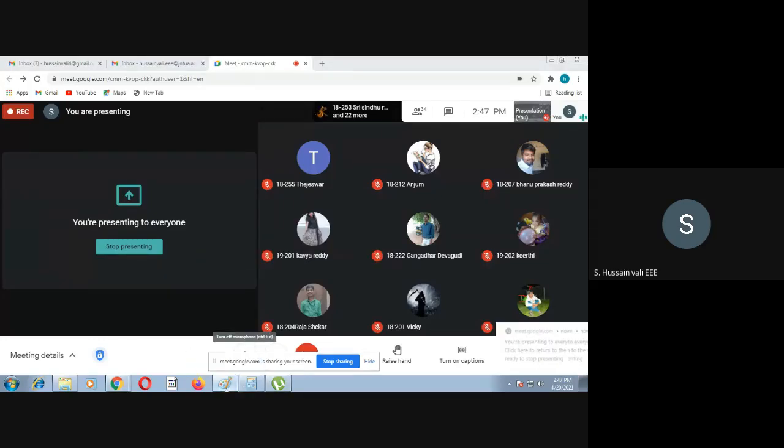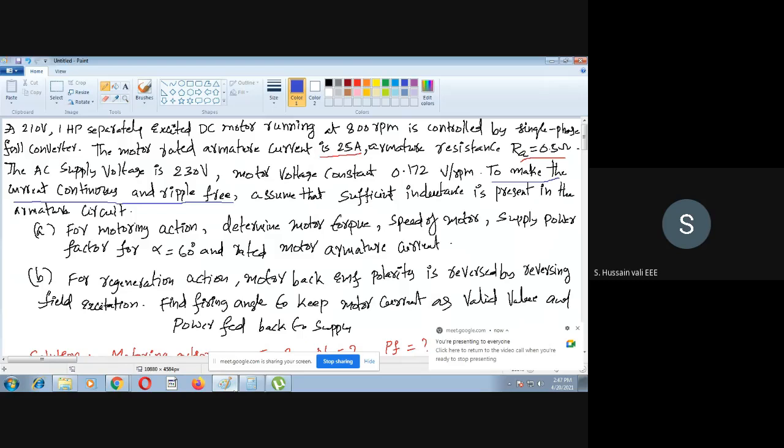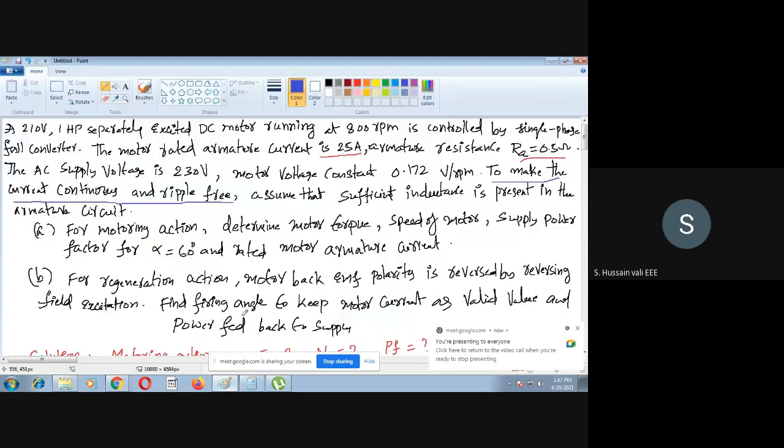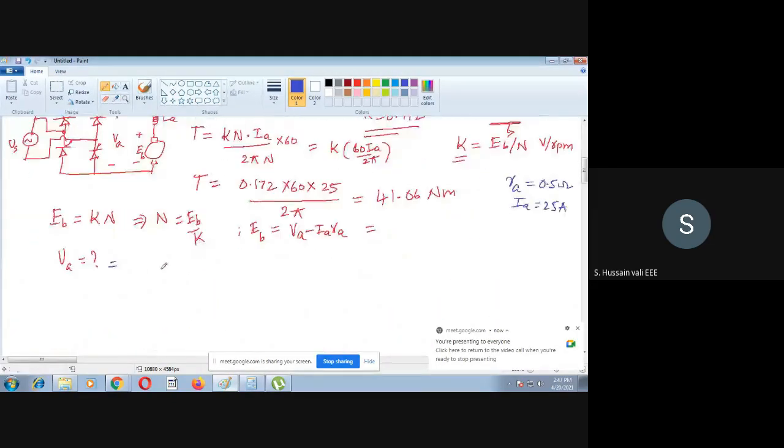So now you see here, what you need to see here is that he said to make the current continuous and ripple free. So what is meant by continuous and ripple free? Continuous and ripple free is nothing but continuous and constant. I will write here continuous and ripple free. First, we take the word continuous in the sense we know already.